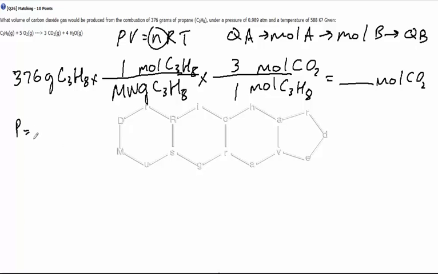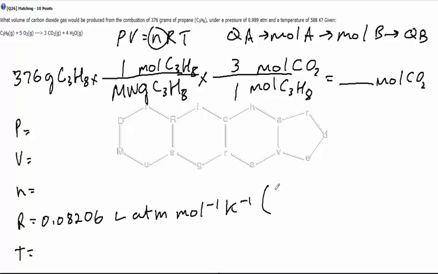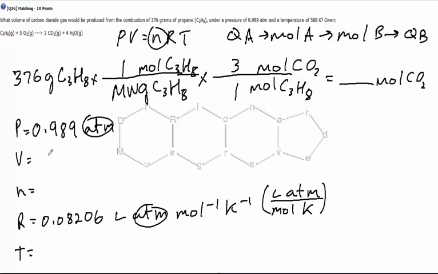Alright, so now we can go down here and we can use our PV equals nRT. The R value, 0.08206 liters atmospheres per mole per Kelvin, also written as this, and these have negative ones because those are on the bottom. Pressure, 0.989 atmospheres. Alright, that unit matches the unit that we have in R, so we're good there, we don't have to change that. Volume, that's what we're looking for. N, that's going to come from over here, so that'll be moles of CO2. That'll go in here, and the temperature is going to end up being 588 kelvins.